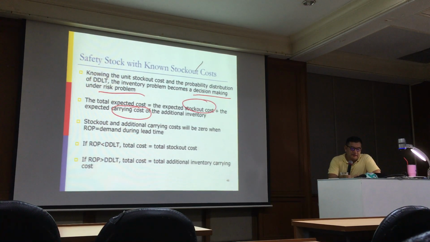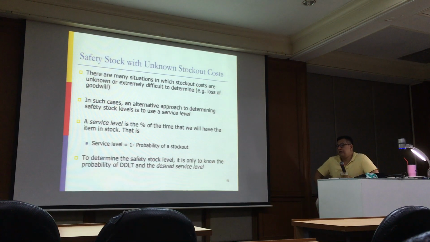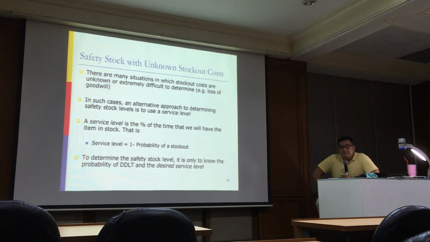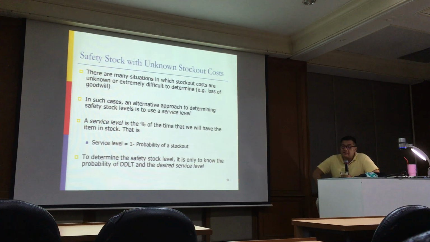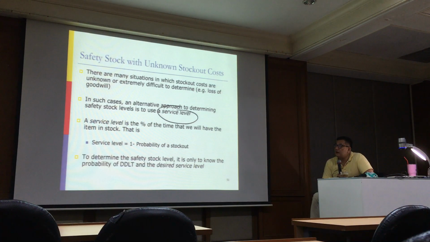So what would be the case that we see a lot in the real world? It's going to be another approach for safety stock, the case of safety stock with unknown stock out cost. So this is the most popular one, because in the real world we don't know about the stock out cost. And how can we calculate or estimate the safety stock in the case that we have unknown stock out cost? We can use the concept of service level to determine that safety stock. What is service level? Okay.